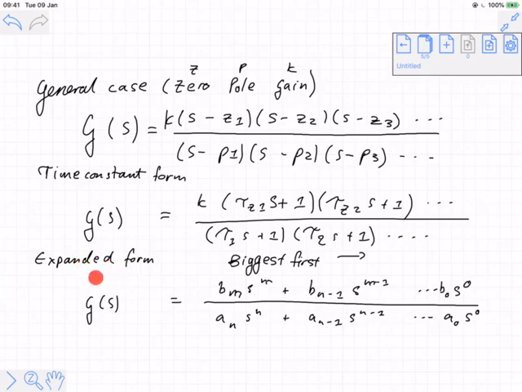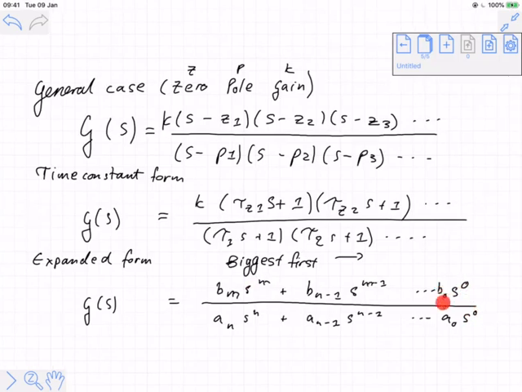Then, of course, in the expanded form, we have just polynomials, and a widely used standard is to have the highest order of S at the front, going all the way to the lowest order of S. This will be a constant, so S to the 0 is obviously equal to 1, and so we'll just have B0 and A0 there. This is the form that is favored by computer software, and typically many of these programs will allow you to just enter a list of coefficients for the numerator and a list of coefficients for the denominator in order to define G of S.